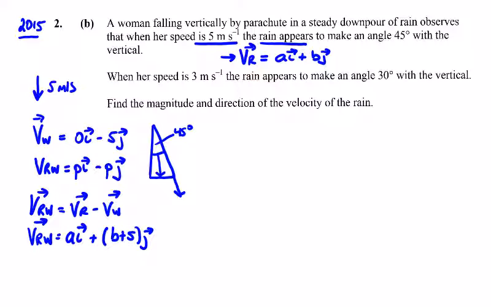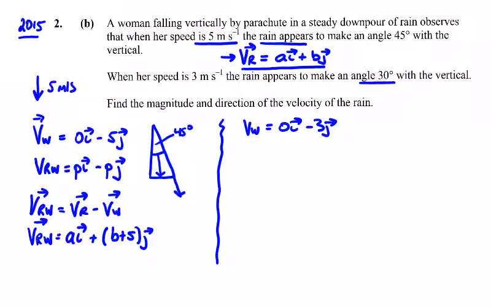Now, the second scenario, when her speed is 3 meters per second, so the velocity of the woman is equal to 0 in the i direction minus 3 in the j direction. The velocity of the rain hasn't changed, but now it appears to make an angle of 30 with the vertical. So we have this scenario here, 30 is in here, so the i is opposite this, so we don't know the speed of the rain. So we're going to have to give it a letter here.